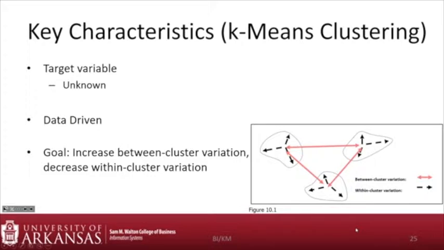And here's our big goal, a great quiz or test question. What we're trying to do is increase the between-cluster variation and decrease the within-cluster variation. So what does that mean? Tighter clusters. I want tight clusters, so the observations in the clusters are very similar and easily identified, and the clusters are very different from each other.